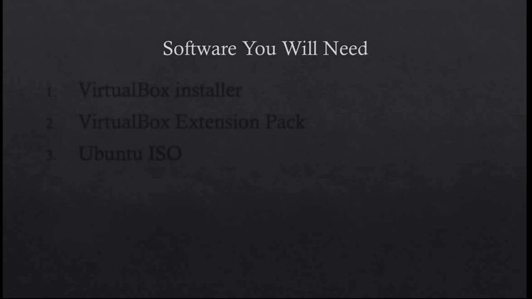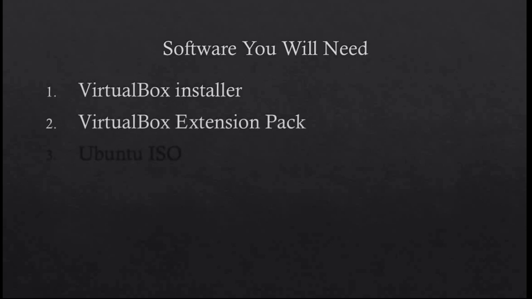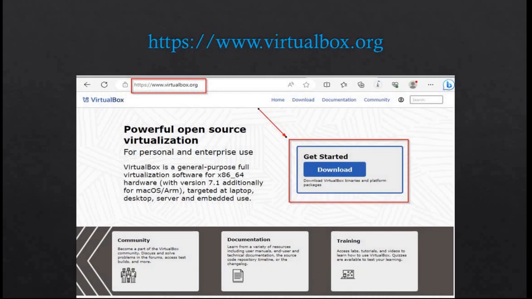Now you're going to need to download 3 things. We're going to need to download VirtualBox, VirtualBox Extension Pack, and the Ubuntu ISO that we're going to use to create our virtual machine. All of these things are available for you to use at no cost. Let's first go over and get the VirtualBox. There's no reason for me to actually download these as I already have them on my computer, so I'm just going to show you where to go and get this software.